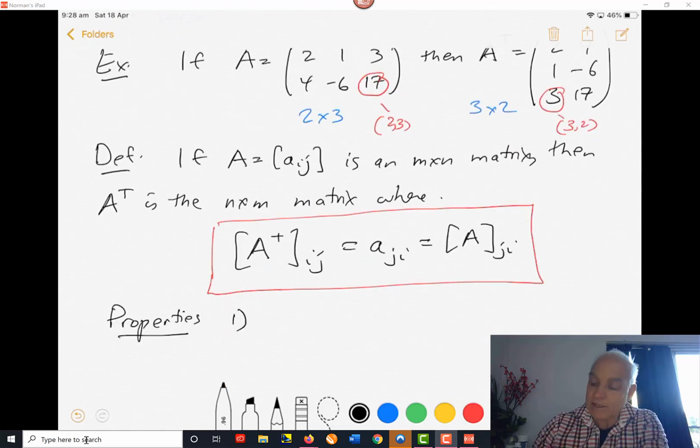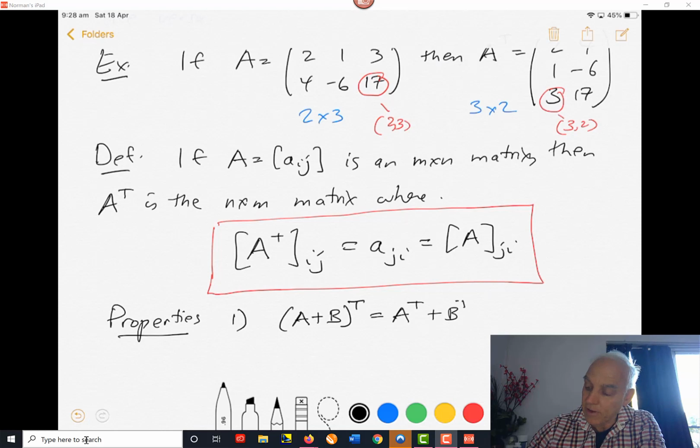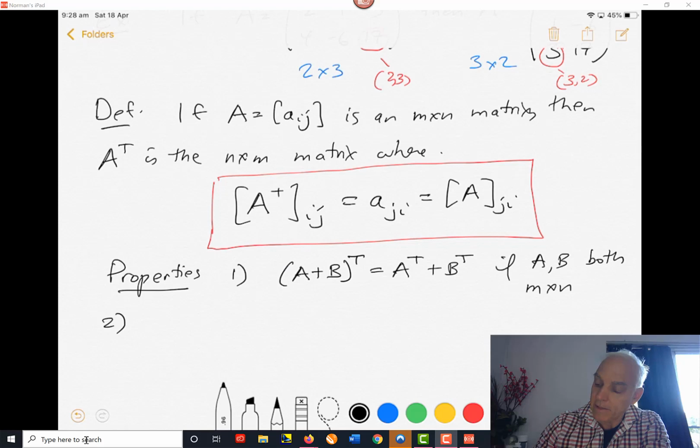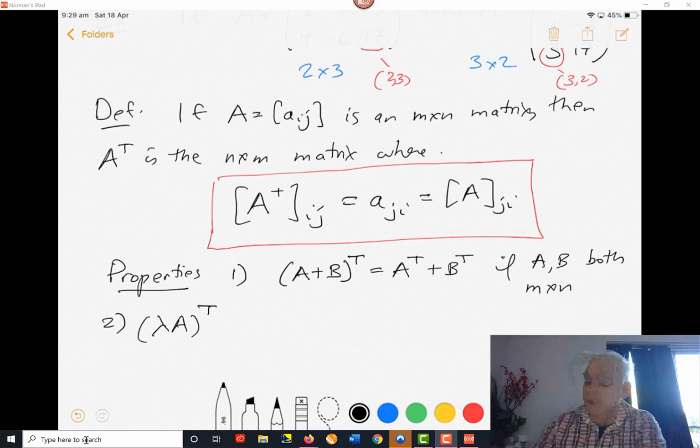Now let's look at some properties. First of all, that it's linear. If A and B are both matrices of the same size, say m by n, then (A plus B) transpose is A transpose plus B transpose. And secondly, if we take lambda times A and take the transpose of that, so we multiply all the entries by lambda, well then kind of obviously the transpose of that is going to be lambda times the transpose of A.